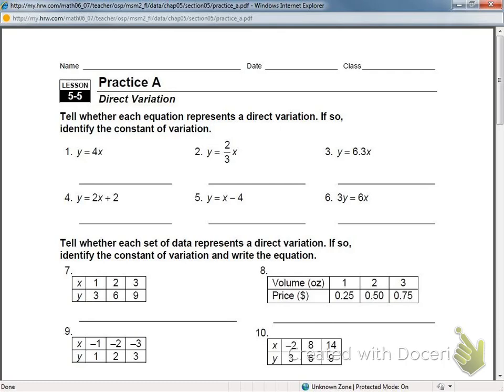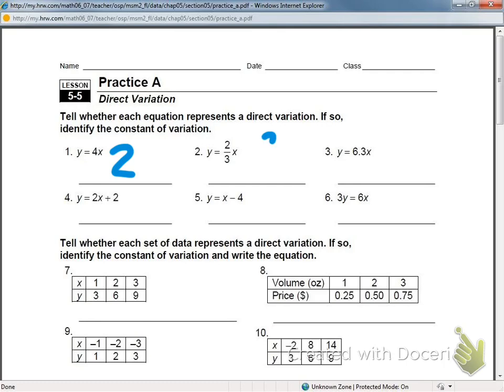Okay, turn it over on the back. Now we're on lesson 5.5, practice A, direct variation. Tell whether each equation represents a direct variation. If so, identify the constant variation. So for number 1, what is the constant? 4, that's correct. Number 2, what is the constant? 2/3, that is correct.